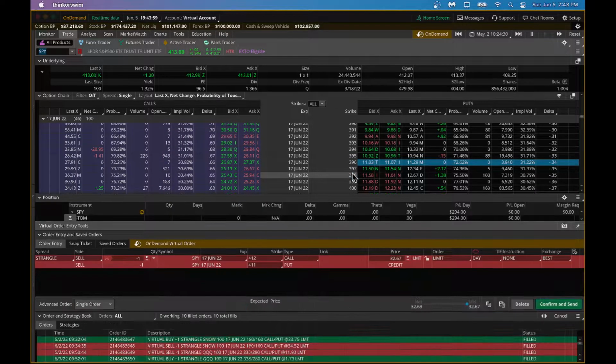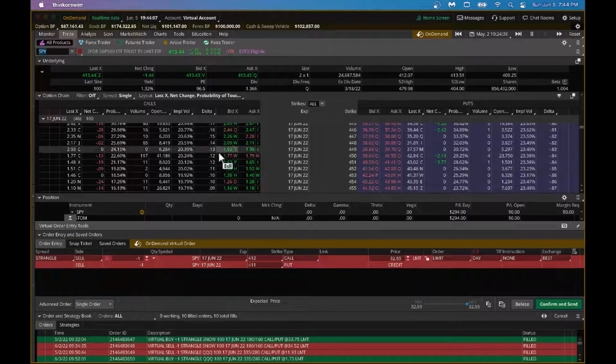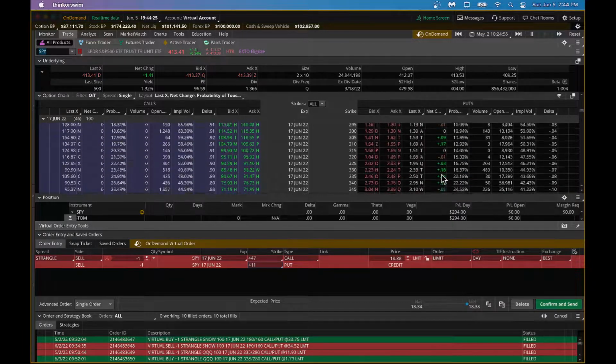All right, we are selling a Strangle here. What I would do, same thing like before. Look at delta 15 on the call side, go all the way down here, delta 15 right here. So 447 is delta 15 on the call side. We'll do 447 all the way down here, 447. There you go. Good. So on the put side, we'll do the same thing.